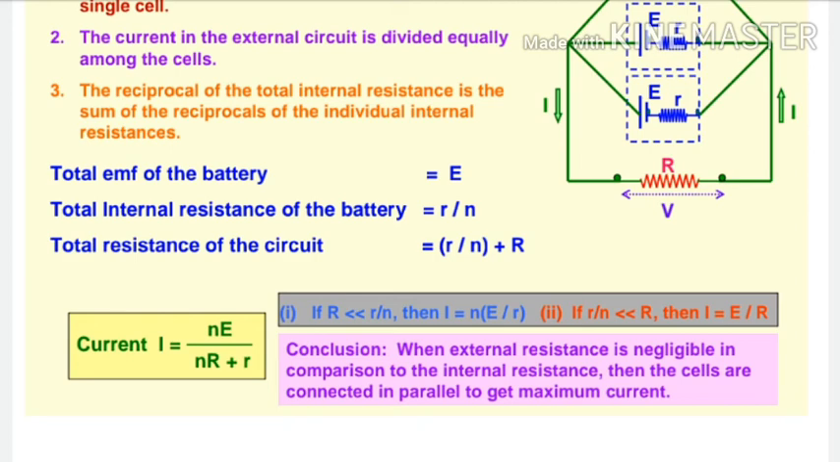So from here, if we take R much lesser than r by n, then we find I is n times E by r, and if we take r by n much lesser than R, then we find that I is equal to E by R. So here a conclusion you can draw is that when the external resistance is negligible in comparison to the internal resistance, then the cells are connected in parallel to get maximum current. Okay, this is the parallel combination of cells.